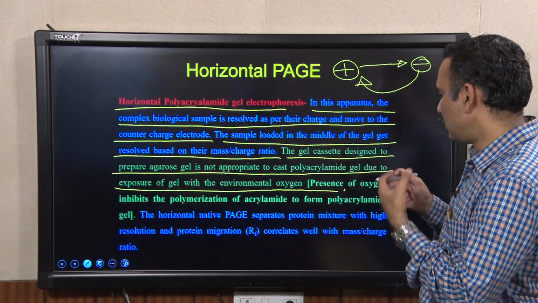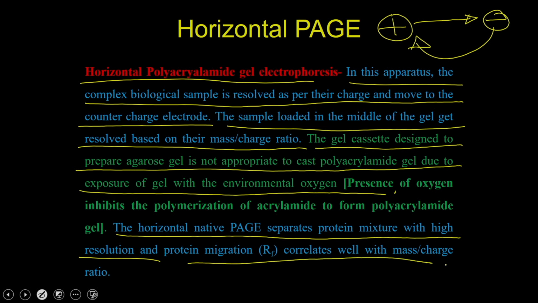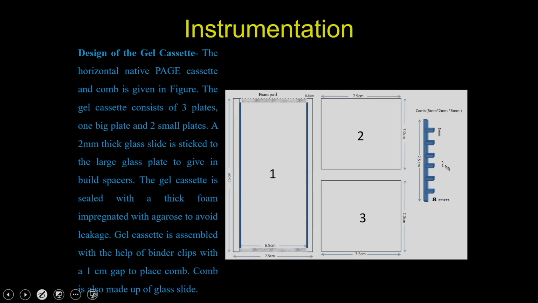Because of that, you require a specialized native PAGE apparatus which can resolve the sample based on the charge by mass ratio. The horizontal native PAGE separates the protein mixture with a high resolution, and the protein migration corresponds well with the mass by charge ratio. So, first let us discuss the instrumentation part, the design of the gel cassette.